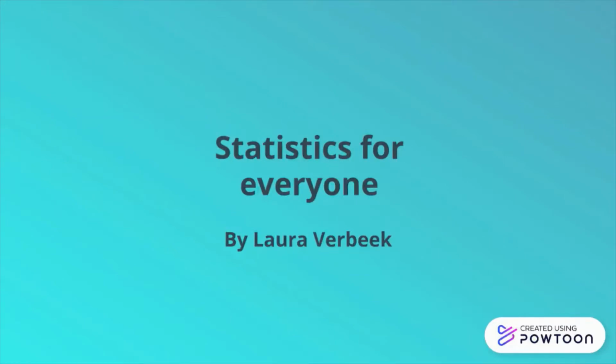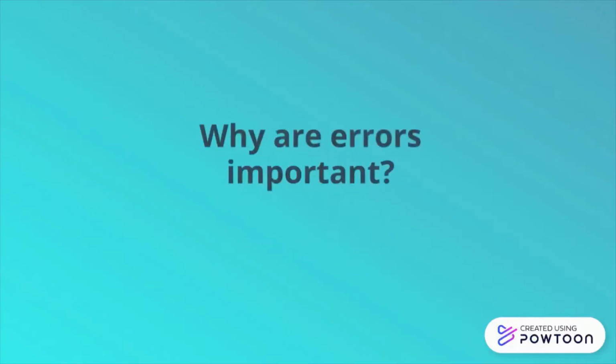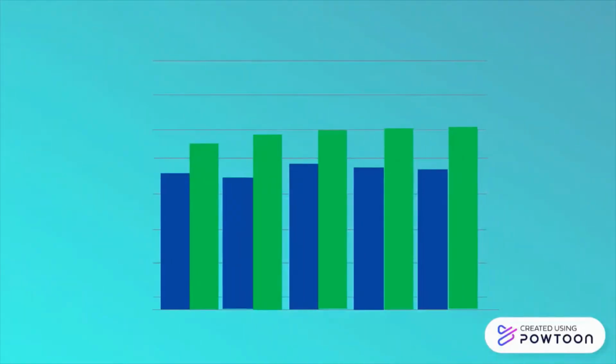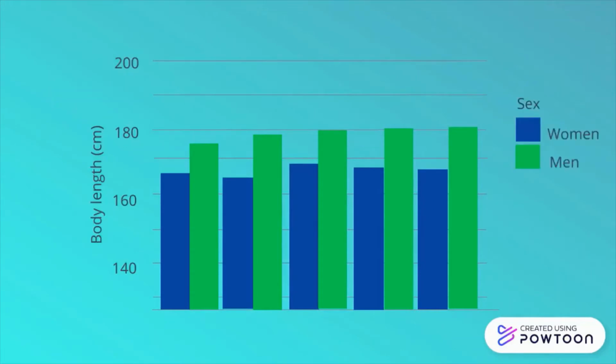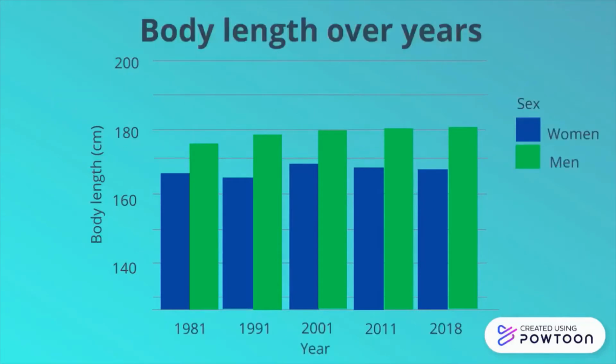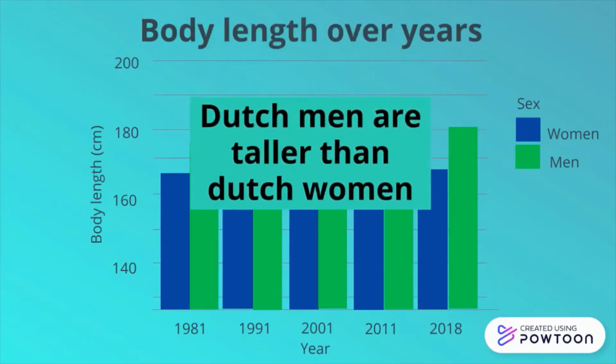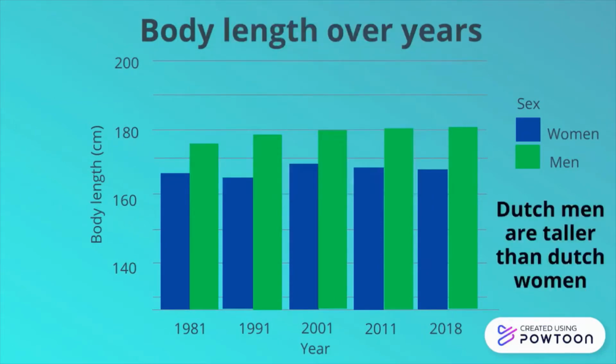Today we'll be talking about why errors are important. So let's say you see a bar graph in the paper. Maybe it's about the length of Dutch men and women over about 30 years. With the graph there is a statement that says Dutch men are taller than Dutch women.